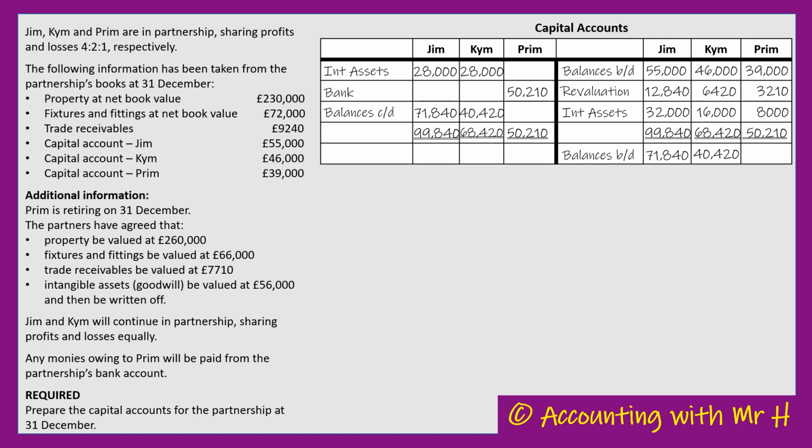We can see overall, if I was to look at Jim, he had an opening balance of 55,000 and he's finished with a closing balance of 71,840. Whereas Kim had an opening balance of 46,000 and has finished with a closing balance of 40,420. So Jim, if you like, he's now got more capital, whereas Kim's got slightly less. Well, that's partly because of the adjustments through the revaluation, and it's partly because in Prim retiring, they've changed their profit sharing ratios. So when we've destroyed the goodwill, the intangible assets, that's also contributed to that effect. But there we go. That's the capital accounts complete.